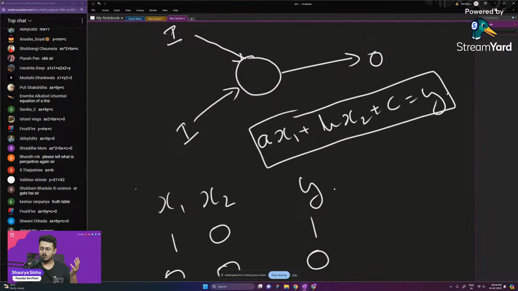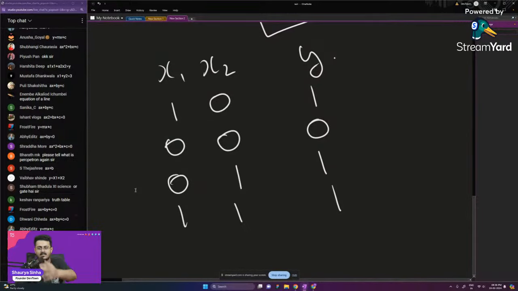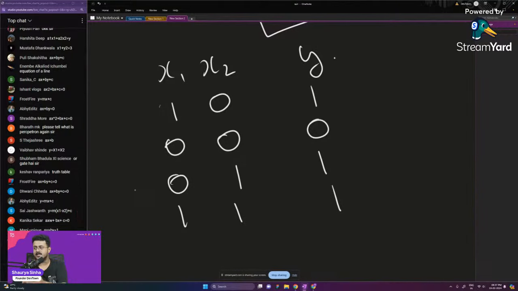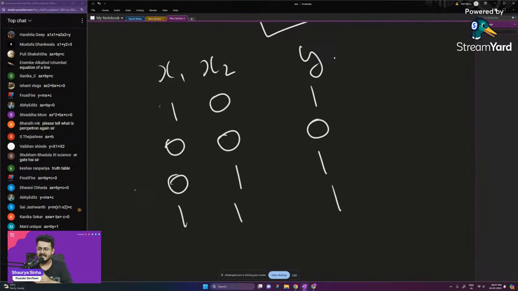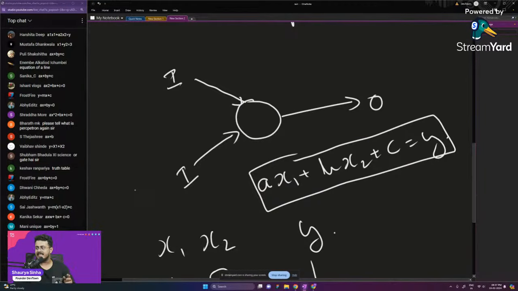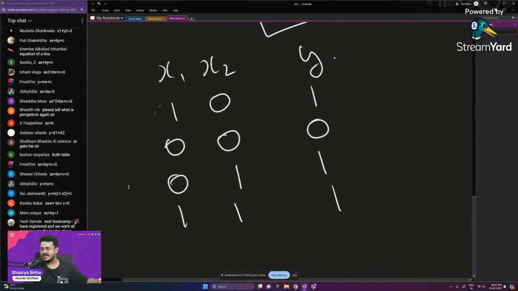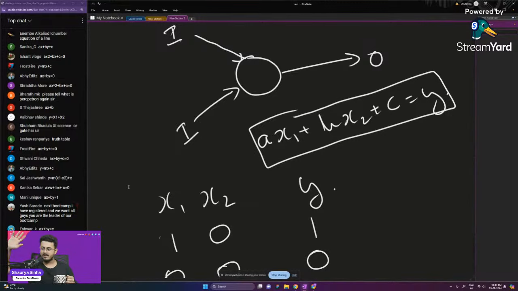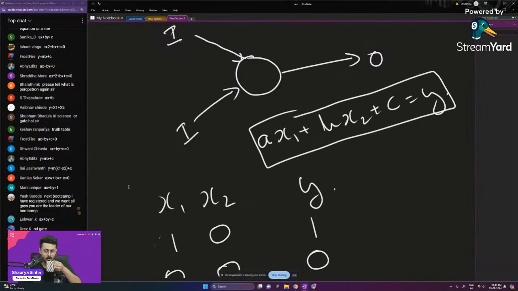Now if you already have some data set, that if the value of x1 is 1, if the value of x2 is 0, we will get 1 as our answer. Similar to that, x1 is 0, x2 is 0, we'll get 0 as our answer. So can we fit these values into this particular linear equation in two variables to get the value of a, b and c, guys? Think about it. We have plenty of time, guys. I'm still finishing up my coffee.